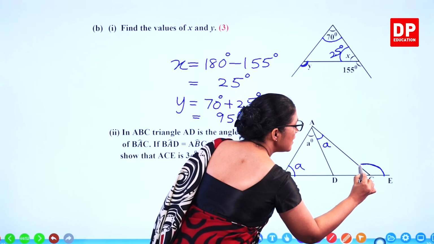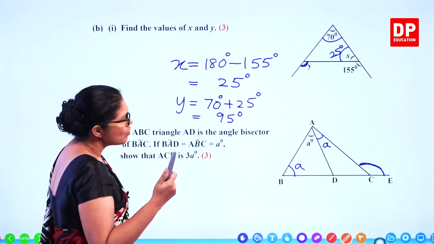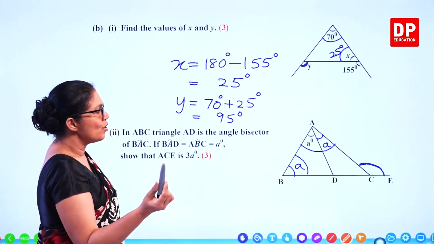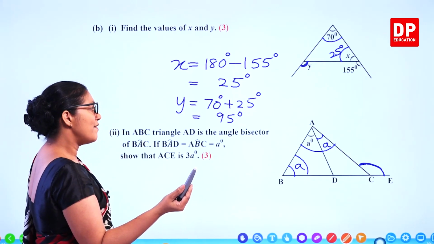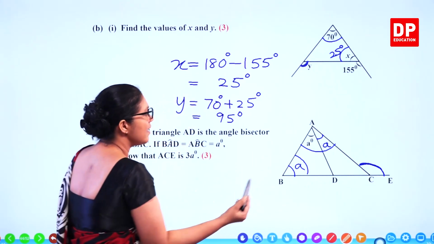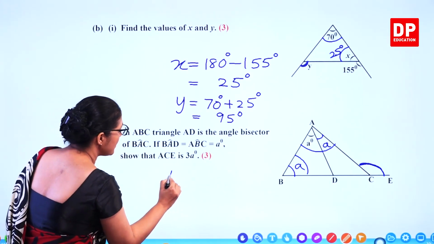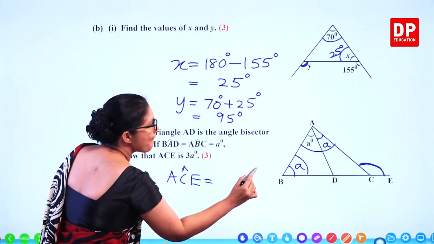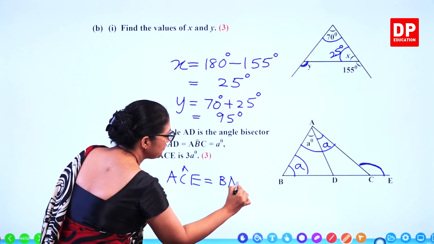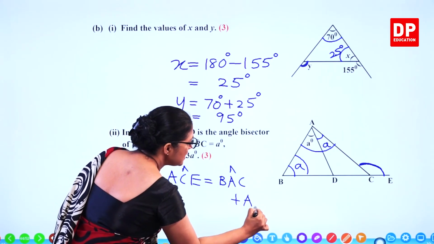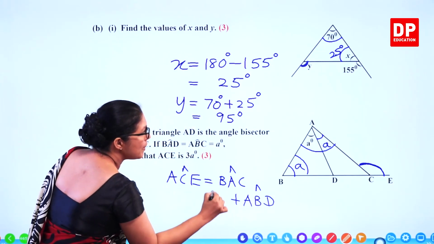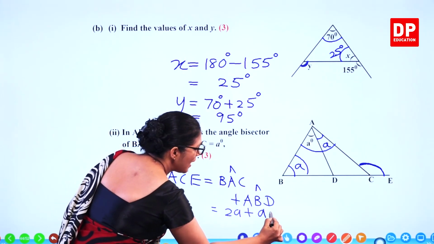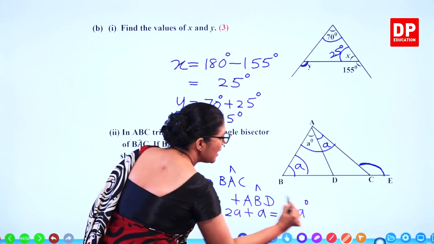ACE. This angle is the exterior angle. So how can you find that out? The sum of interior angles add up to the exterior angle. So straight away you can write E. That becomes 3A. So how can you write that? ACE angle is equal to BAC angle plus ABD angle. So we can write BAC angle is 2A. A and A becomes 2A. This is A. 2A and A becomes 3A degrees.